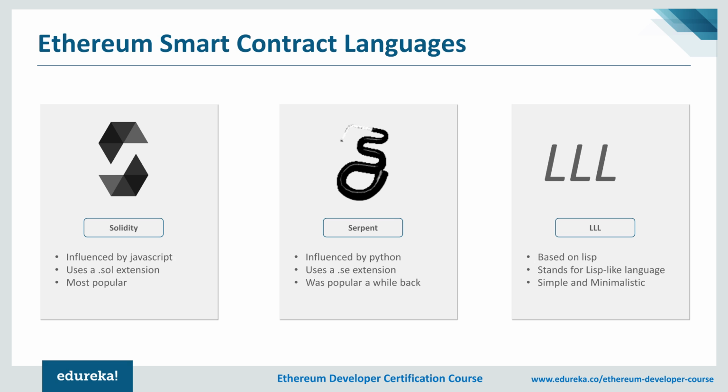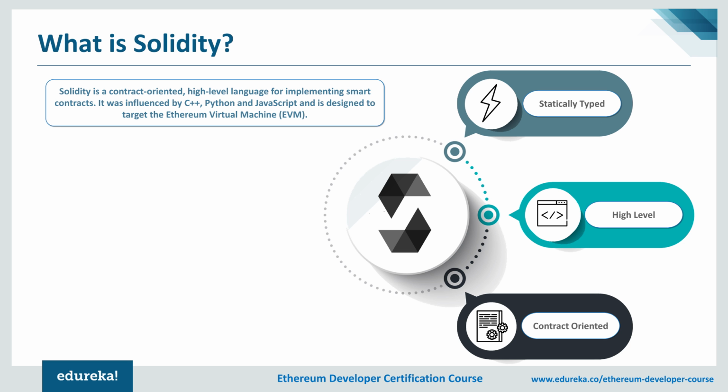At this moment in time, the most extensively used contract programming language is Solidity. Solidity is influenced heavily by JavaScript and uses a .sol extension. And as I said, it's one of the most popular languages Ethereum developers are using nowadays for coding their smart contracts. So let's look into what makes Solidity so popular. As you can see, the definition of Solidity is that it is a contract-oriented, high-level language for implementing smart contracts. It was influenced by C++, Python, and very heavily by JavaScript, and is designed for targeting the Ethereum virtual machine.